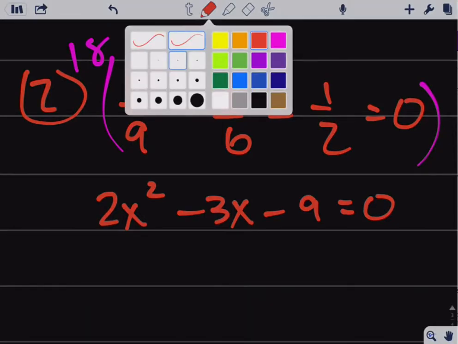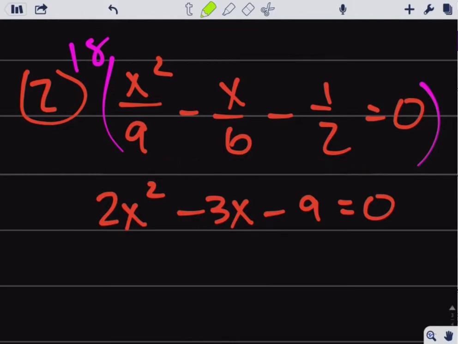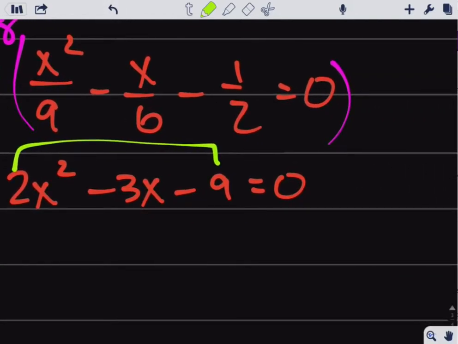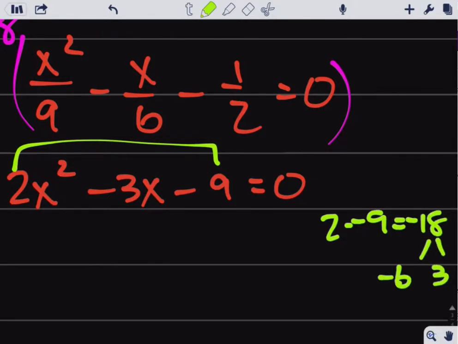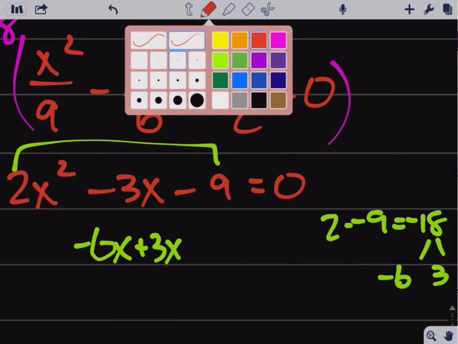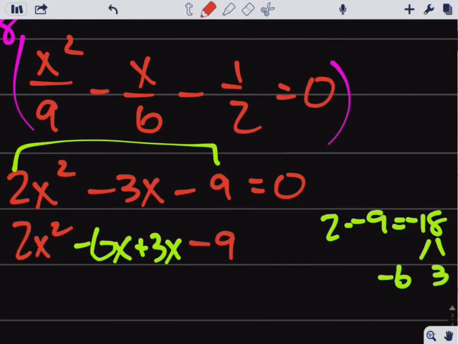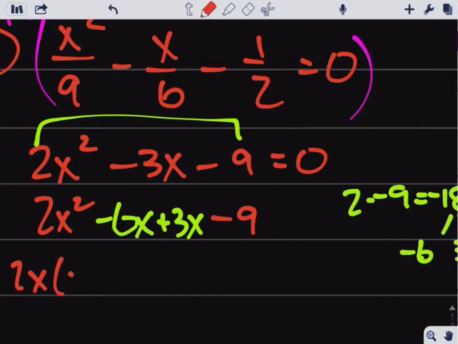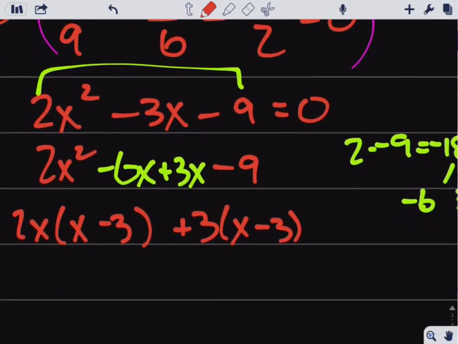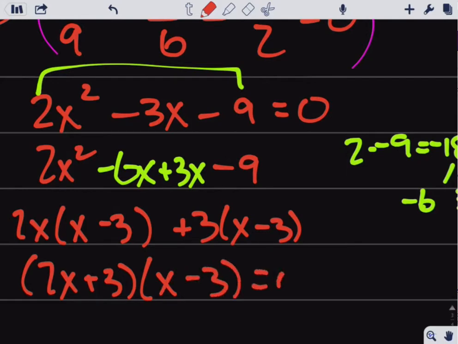You can use the bridge method again. Oops, not all the way. 2 times -9 equals -18. Factors of -18 that add to -3: -6 and 3. So we get -6x plus 3x. Alright, that's minus 9. That's 2x squared. Remember this stuff here, that's all equivalent. Okay, I can pull out a 2x, and I'm left with x minus 3. I can pull out a 3, and I'm left with an x minus 3. And then I've got 2x plus 3 times x minus 3 equals 0.